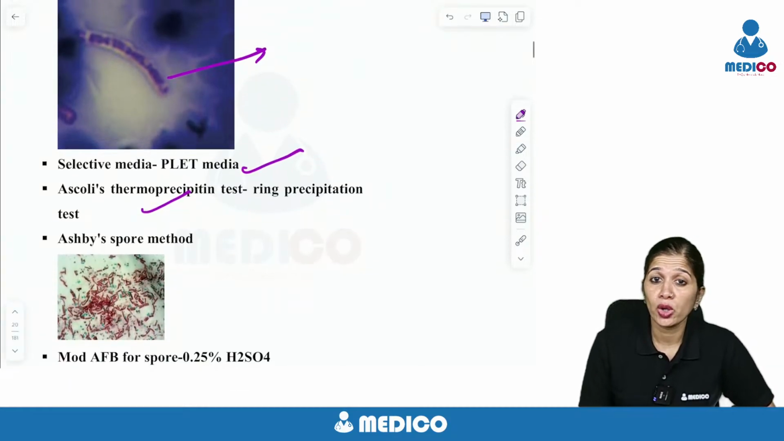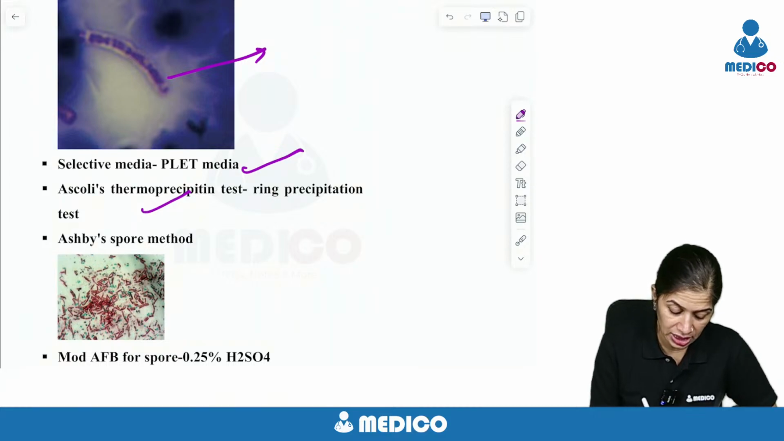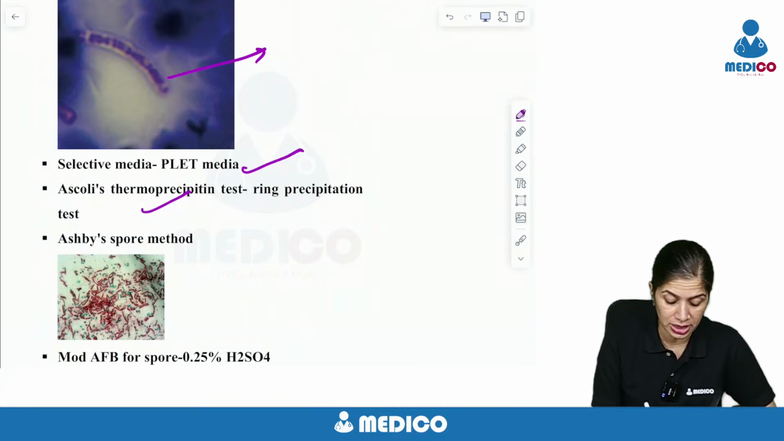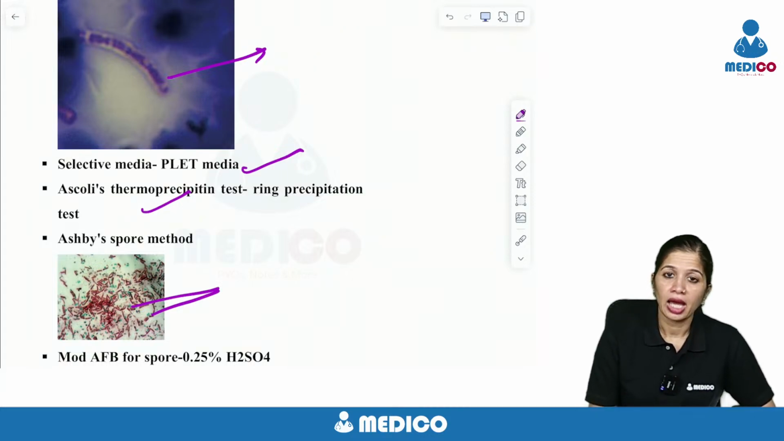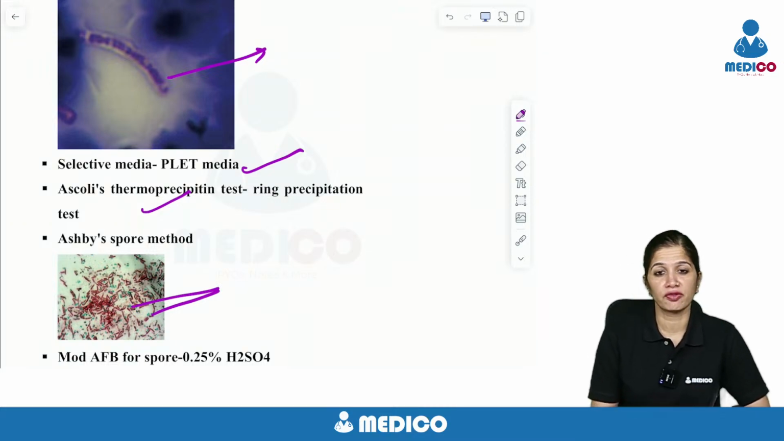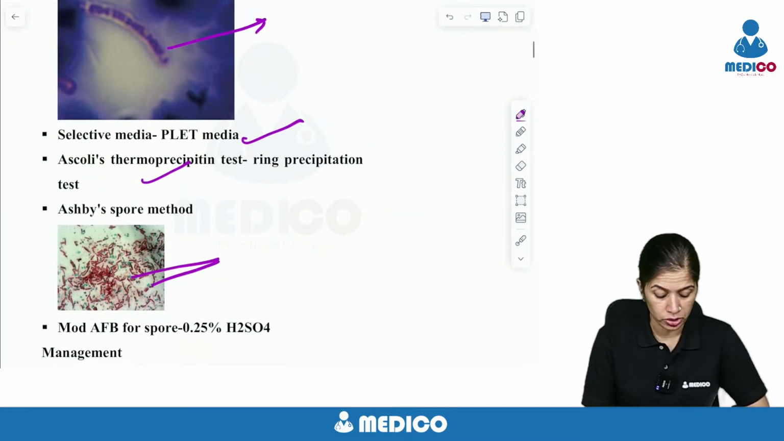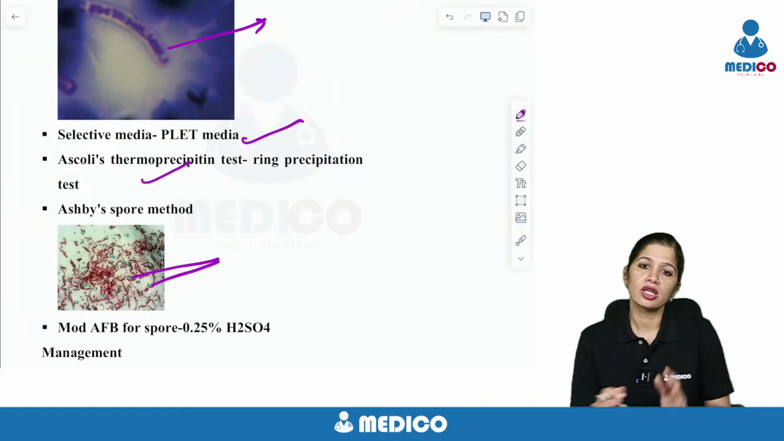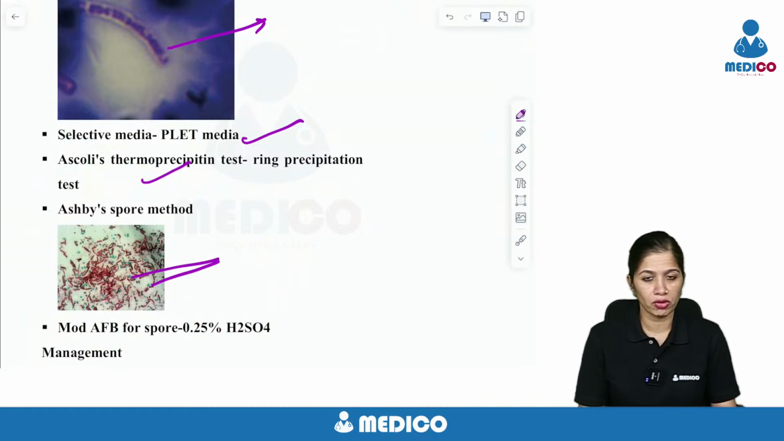Because there is a spore, you can use the Ashby spore method to demonstrate the spore. You can see the greenish spore and the reddish bacilli in this. Okay, the spore is green and the bacilli is red. And a modified AFB smear using 0.25 to 0.5% sulfuric acid can also be used to demonstrate the spore. So like I said, there are numerous named lab diagnosis tests for this.